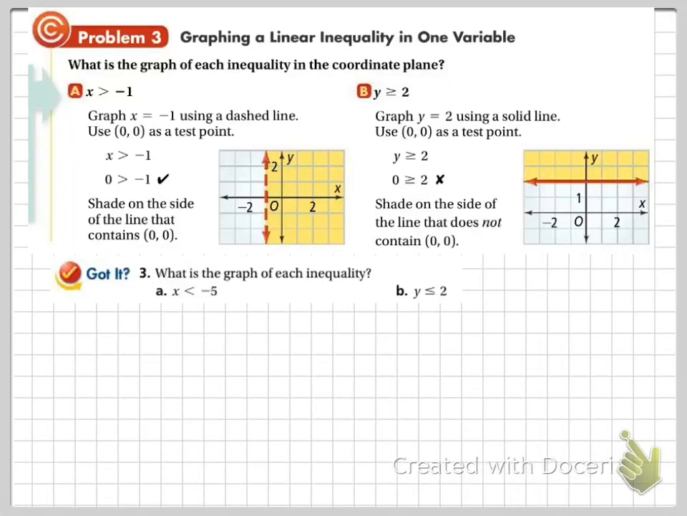This is 6.5b of algebra. So we're going to continue with linear inequalities. We're going to graph now horizontal and vertical lines. So let me draw myself a graph.